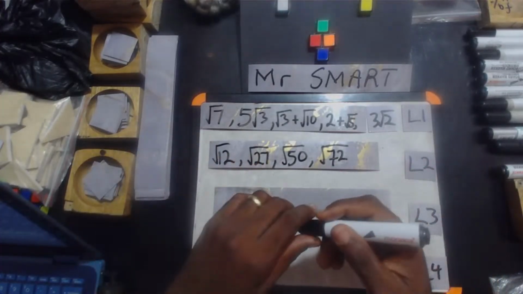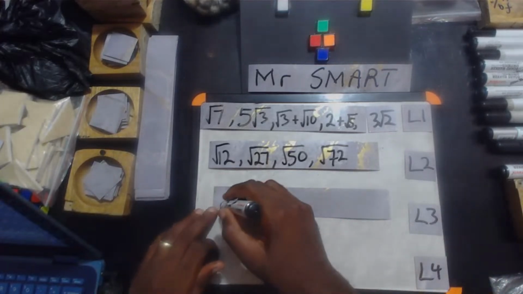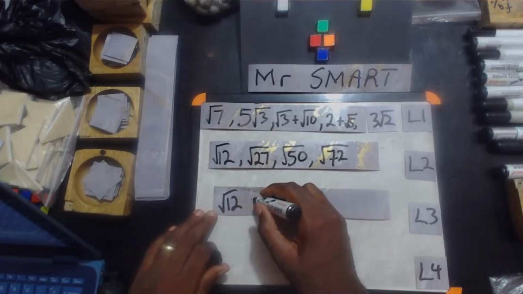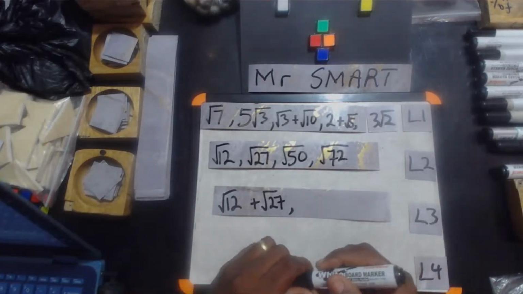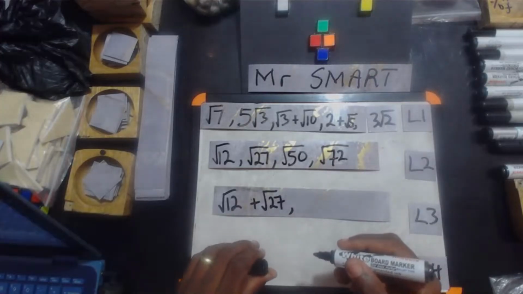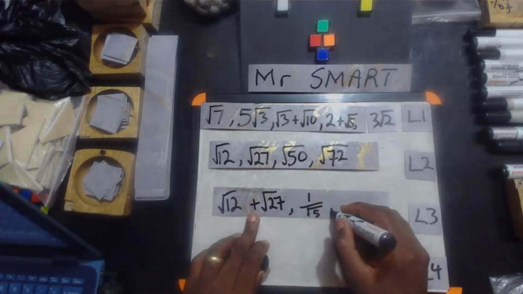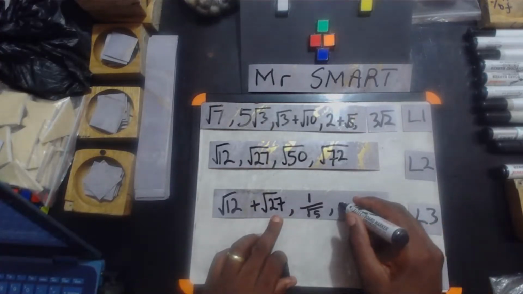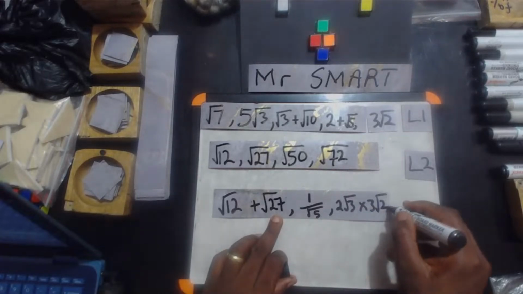So we have, simplify this here: square root of 12 plus square root of 27. This is one of our answers. So now I want you to rationalize 1 over square root of 5. This is the next. And then I want you to calculate 2 root 3 times 3 root 2.